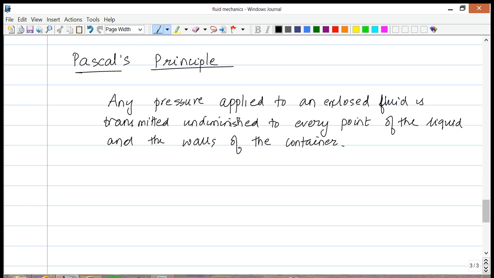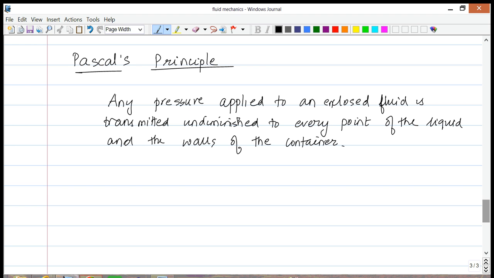Okay, so we're now ready to discuss an important concept. It's called Pascal's principle. All your hydraulic presses and hydraulic lifts are based on this really useful concept. Every time you apply brakes to your vehicles, you need to thank Pascal's principle. What it says is that any pressure that is applied to an enclosed fluid is transmitted undiminished to every point of the liquid and to the walls of the container.